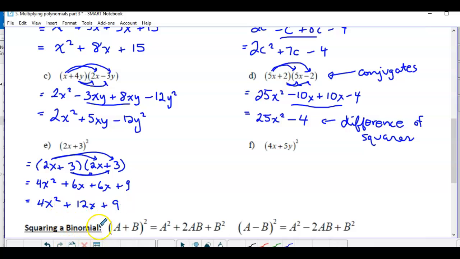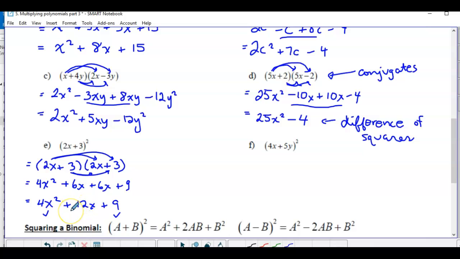Okay, so let's look at patterns here. Well, looking at this, you might think, oh, I'm just going to square the 2x. Well, if you do, you get 4x squared, so that's good. Then you'll think, oh, I'm going to square the 3. If you square the 3, you get 9, that's good. But notice how if you just do that, you have a term missing. So really important that you don't miss that term.